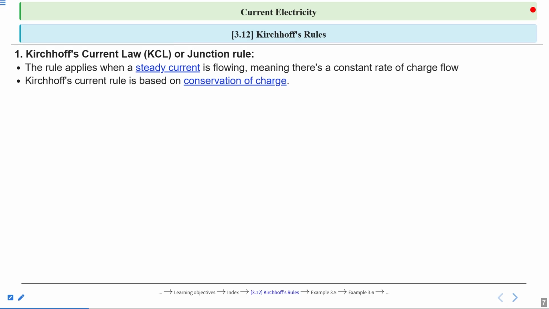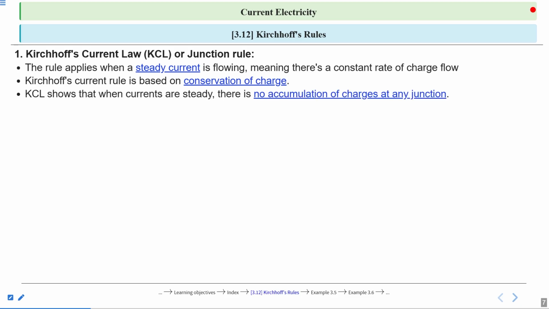So Kirchhoff's current rule is based on conservation of charge. How is this rule based on conservation of charge? We have mentioned that the current entering the junction and the current leaving the junction should be the same. We know that current is the rate of charge flow with respect to time. So for the same time interval, the charges entering the junction should be equal to the charges leaving the junction. So it is based on conservation of charge.